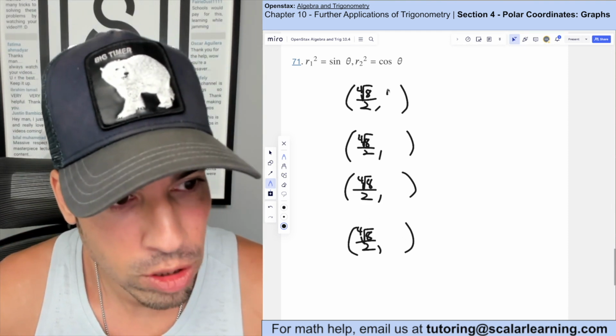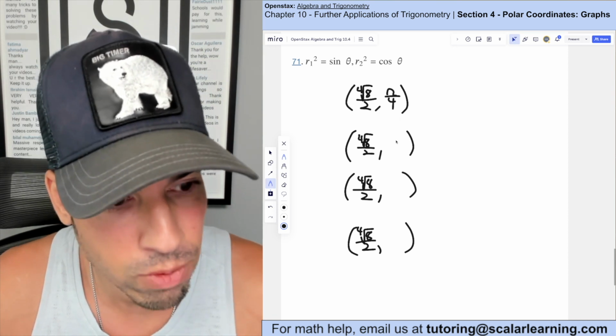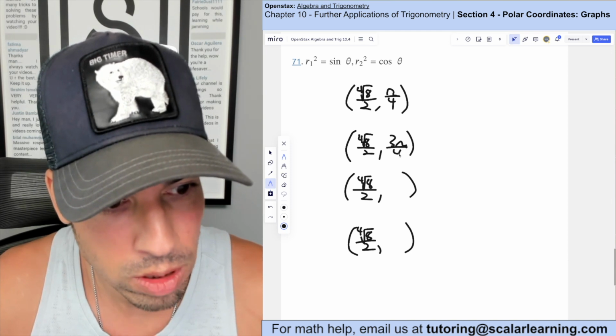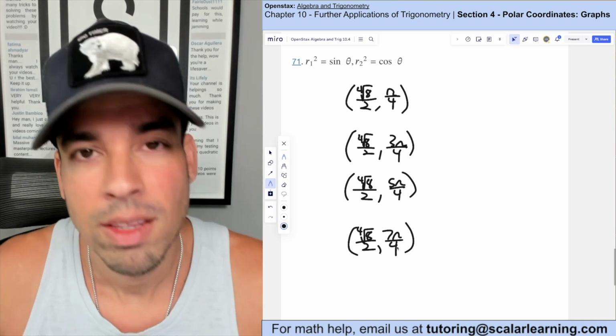And as I mentioned, we have it occurring at theta values of pi fourths, 3 pi fourths, 5 pi fourths, and 7 pi fourths. That's how you do it.